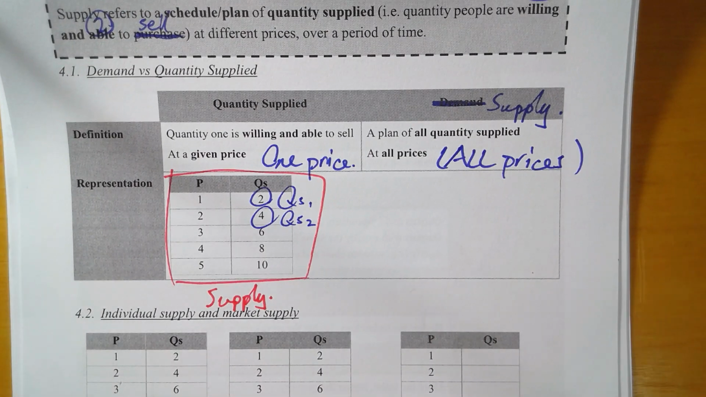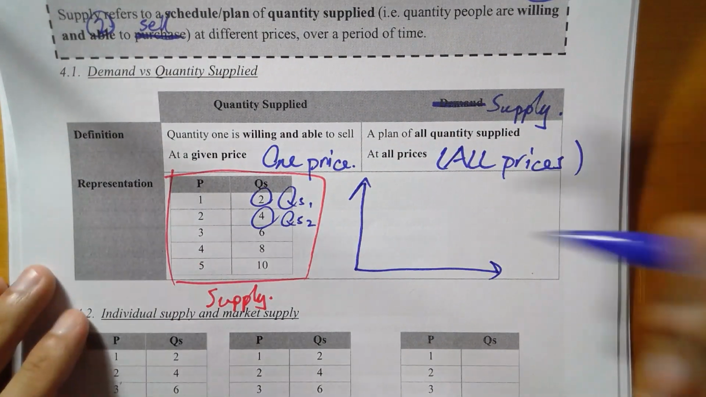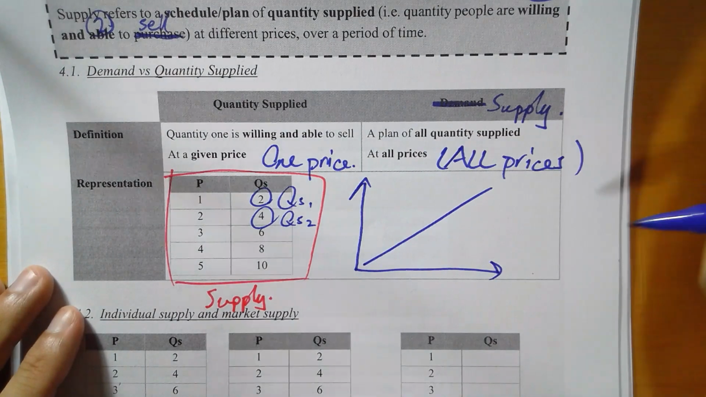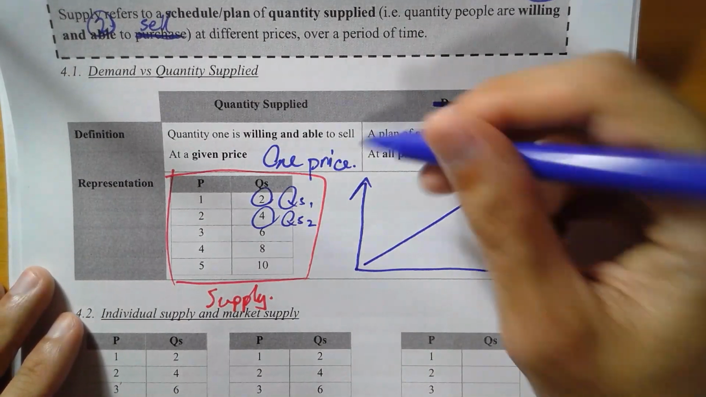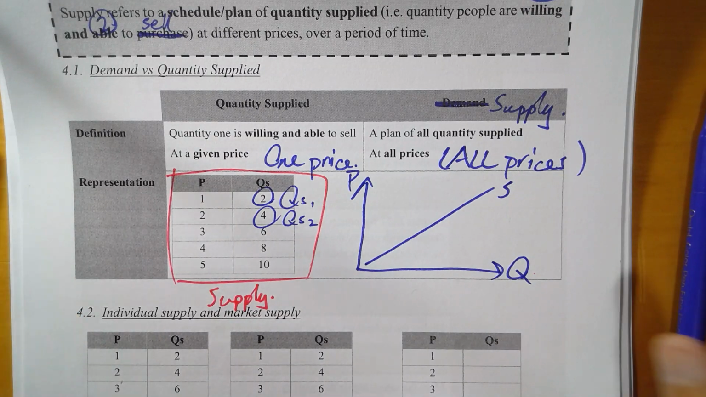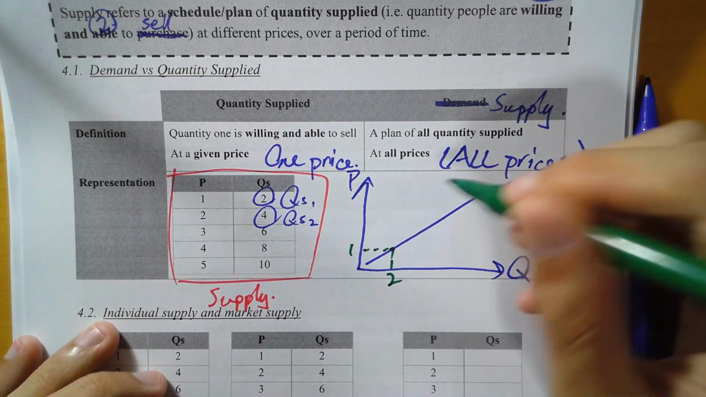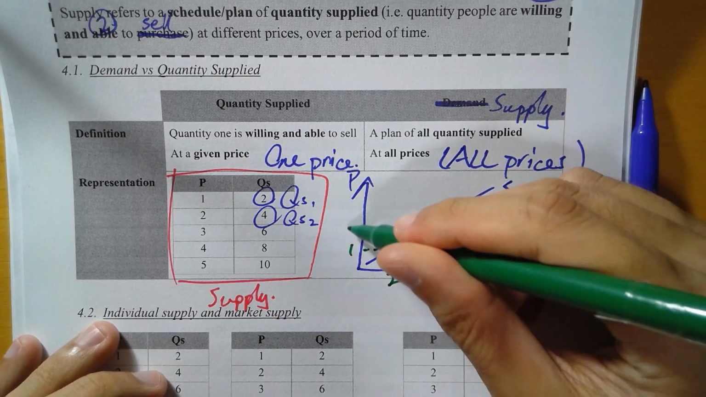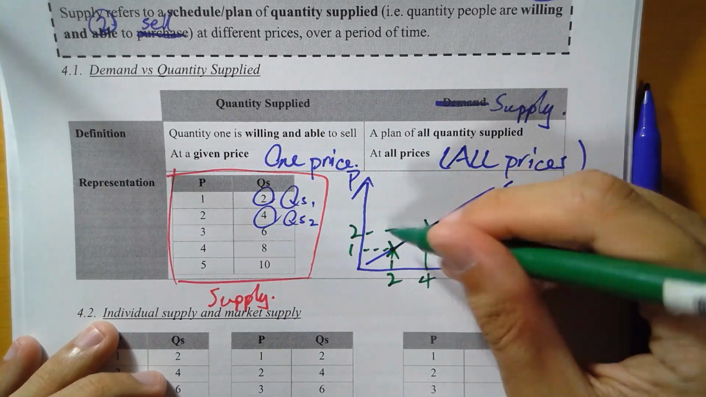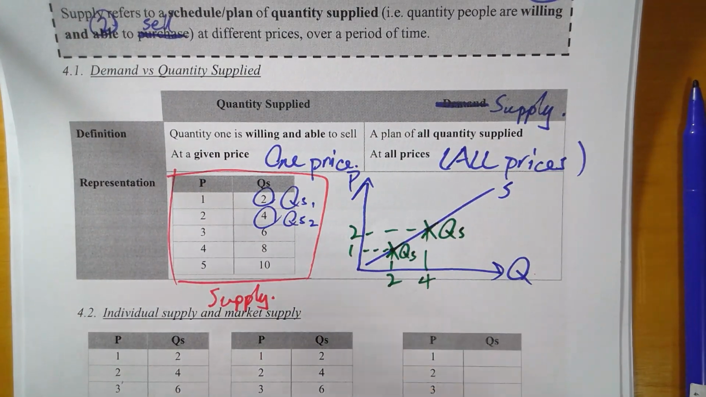Now in a graph form, we see something like that. This is our supply curve. 成條就係 supply curve 啦。每一點, each dot, let's say here, $1, 2 units, $2, 4 units. Each point we call those QS. 一點點就係 QS 啦，而成條加埋就係 supply 啦。This is very similar to that of demand.